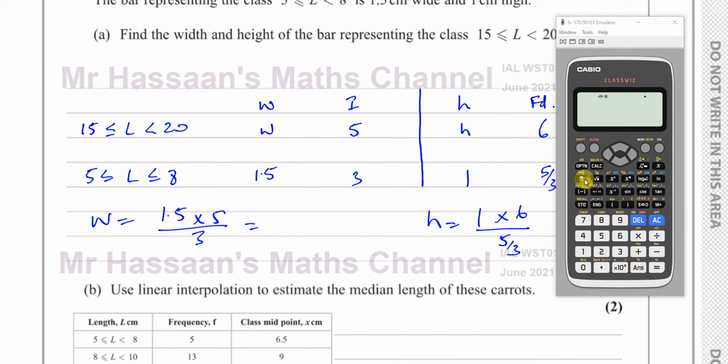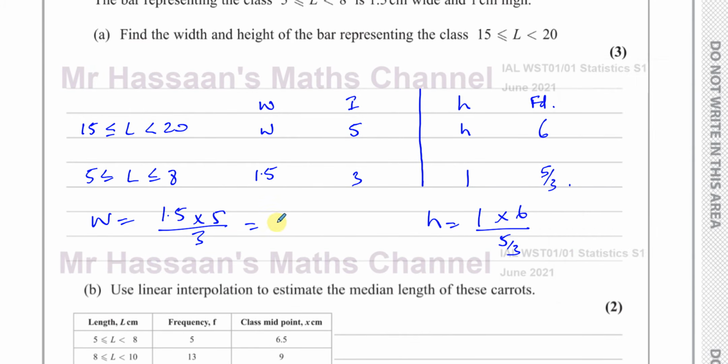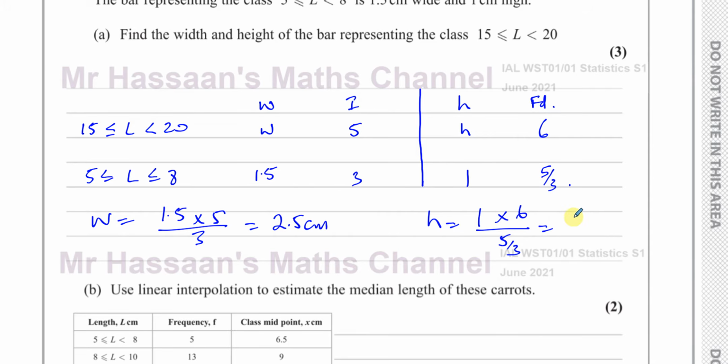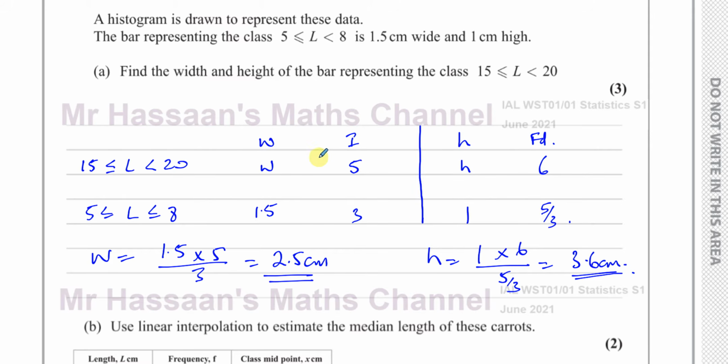So we have 1.5 multiplied by 5 divided by 3, and that gives us 5 over 2, which is 2.5 centimeters. And the height is going to be 6 divided by 5 over 3, which is 6 times 3 over 5, which gives you 18 over 5, which is 3.6 centimeters. So we can see the width is 2.5 centimeters and the height is 3.6 centimeters for this bar that we're looking for. It's just a simple proportion. So the width is determined by the interval.